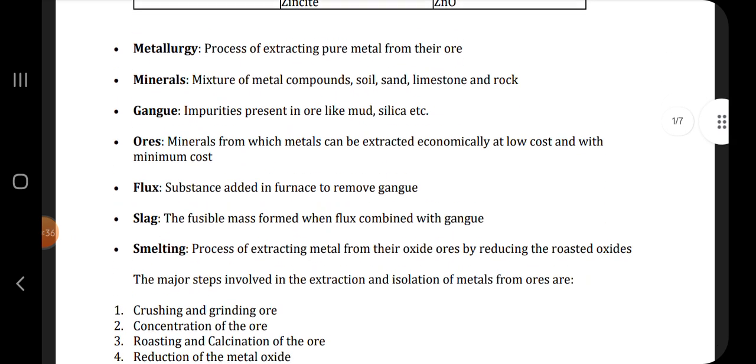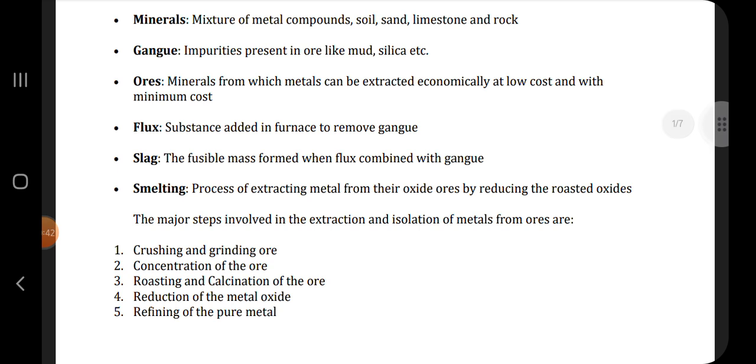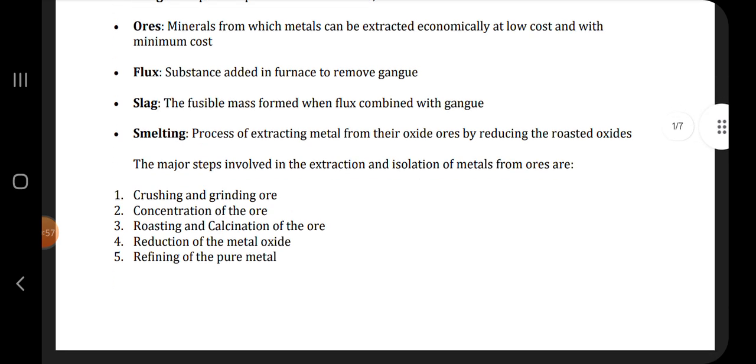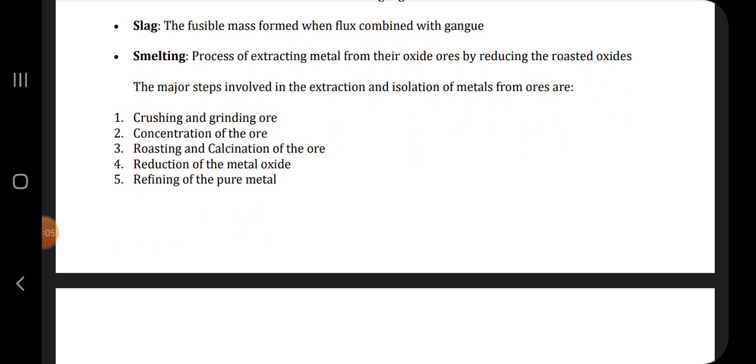Metallurgy is the process of extracting pure metal from its ore, and minerals are the mixture of metal compounds, soil, sand, limestone, and rock. Gangue are the impurities present in ore like mud, silica, etc. Ores are the minerals from which metals can be extracted economically at minimum cost. Flux is the substance added in the furnace to remove gangue. Slag is the fusible mass formed when flux combines with gangue. Smelting is the process of extracting metal from its oxide ores by reducing the roasted oxide.